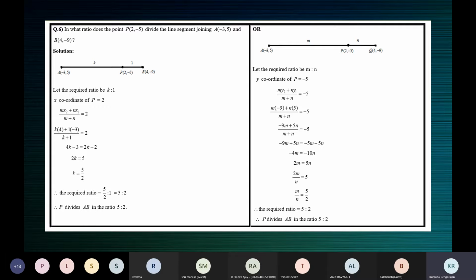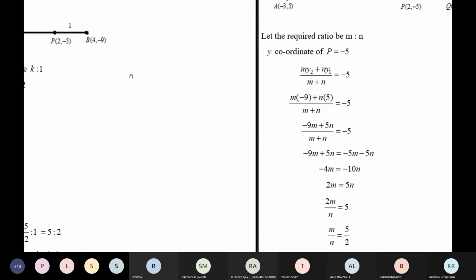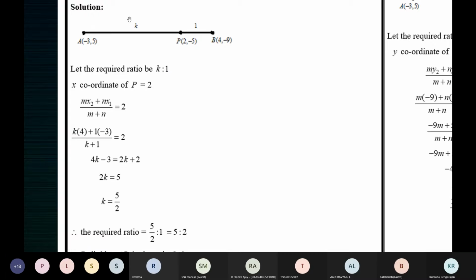Whatever the value of k is, it is to 1, because the ratio is k:1. So if the value of k is 5 by 2, then the ratio is 5 by 2 is to 1.